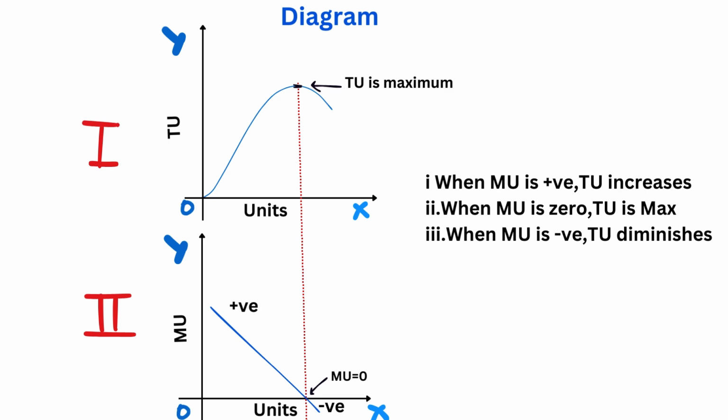So when MU is positive, TU increases. When MU is 0, TU is the maximum. And when MU becomes negative, TU diminishes. See, it is diminishing downwards. You can see the TU curve, which is diminishing downward when MU is negative.